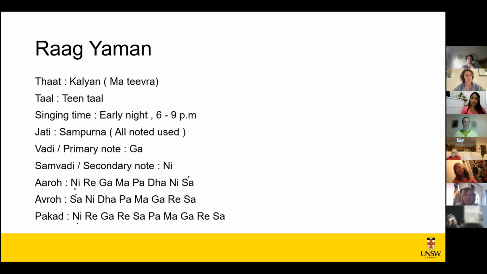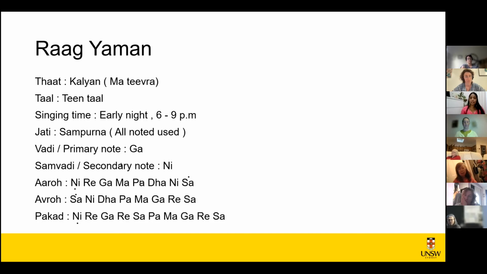And vadi is the primary note that's been used, which gives the instrument player an understanding that the composition has ga as the primary note and ni as the secondary note. These would be the predominant notes, so as soon as you give this introduction, they know what they're going to play. With any rag, you always give that introduction every time.